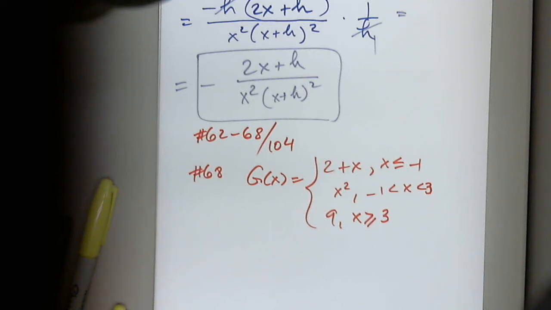Between -1 and 3, there is a different function, and I'm done. I'm moving on to the next piece. Between 3 and infinity, it's a totally different function. I'm done. And these three functions cannot overlap, because if the functions overlap, this is no longer a function by the vertical line test.